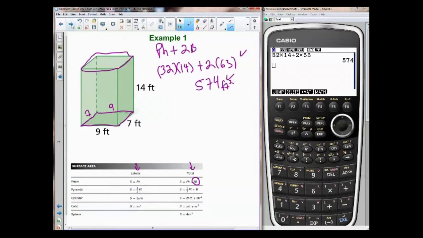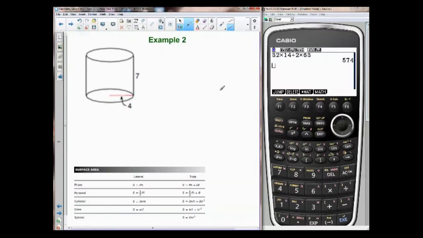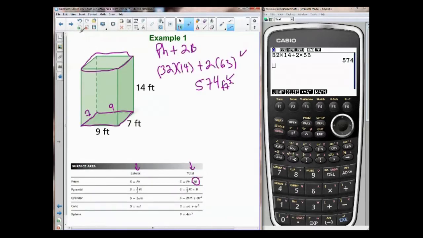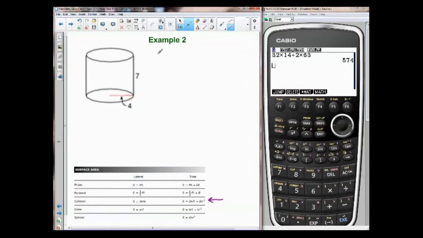Moving on. Now we're doing a cylinder. Now right here is my formula for a cylinder. And again, given no other instructions, we're looking for total and not lateral. Now watch this. Sometimes we use formulas without fully understanding what things mean. As you can see, here's my formula, PH plus 2B for a prism. Guess what I'm going to use? I'm going to use my surface area is equal to PH plus 2B.